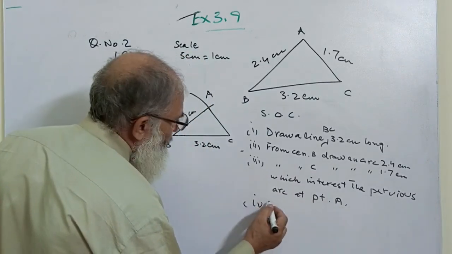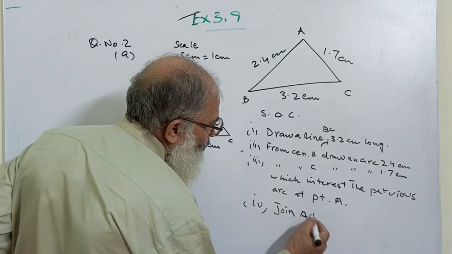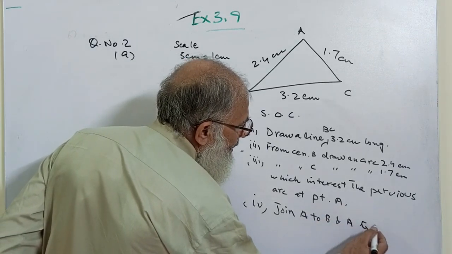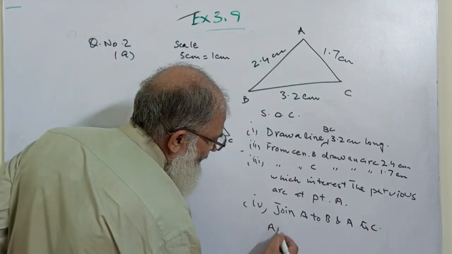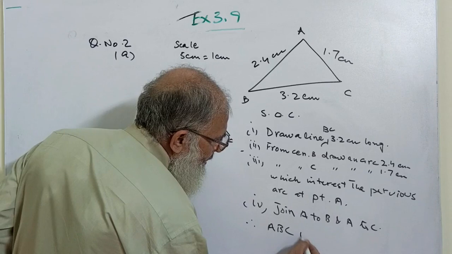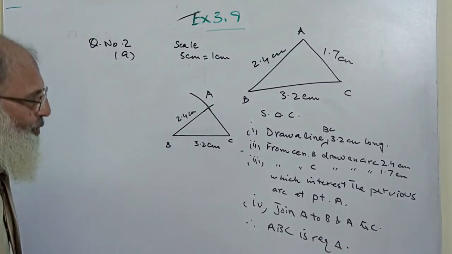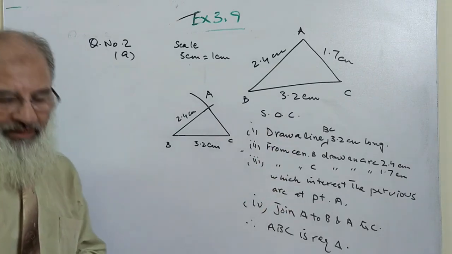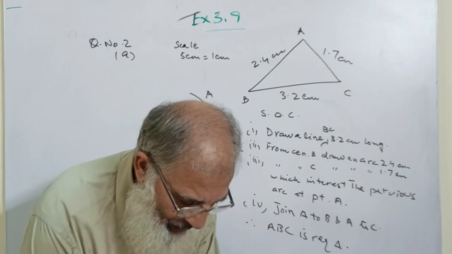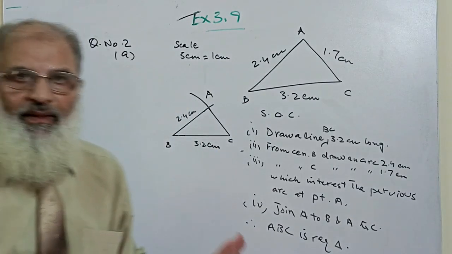Number 4, join A to B and A to C. Therefore, ABC is the required triangle. So you may have to write these steps of construction. These are very easy. Now let us skip all the questions because all are one and the same thing.